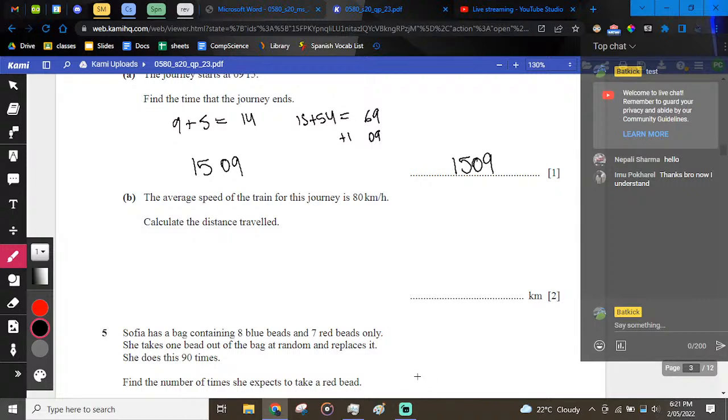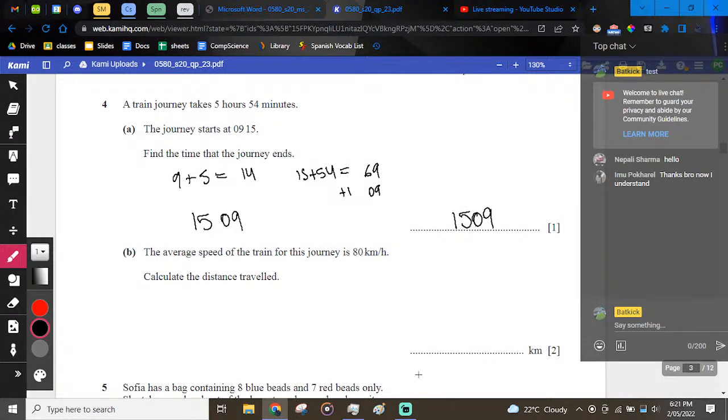Average speed of the train for this journey is 80 kilometers per hour. Calculate the distance traveled. It traveled for 5 hours, 54 minutes. You can write that as 54 over 60 because we're dealing per hour. That's how many hours it took because we turned the minutes into hours. Therefore, that's time times speed equals distance.